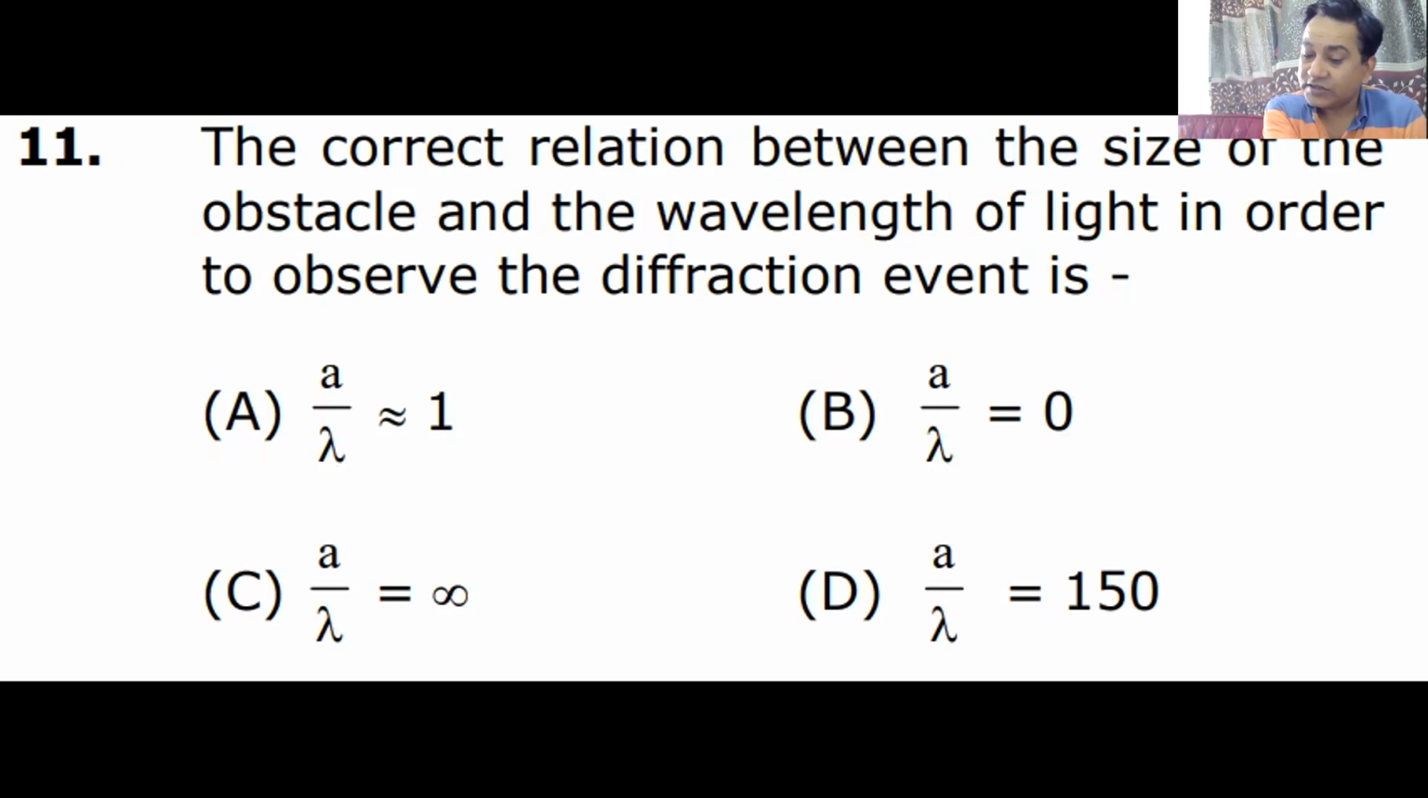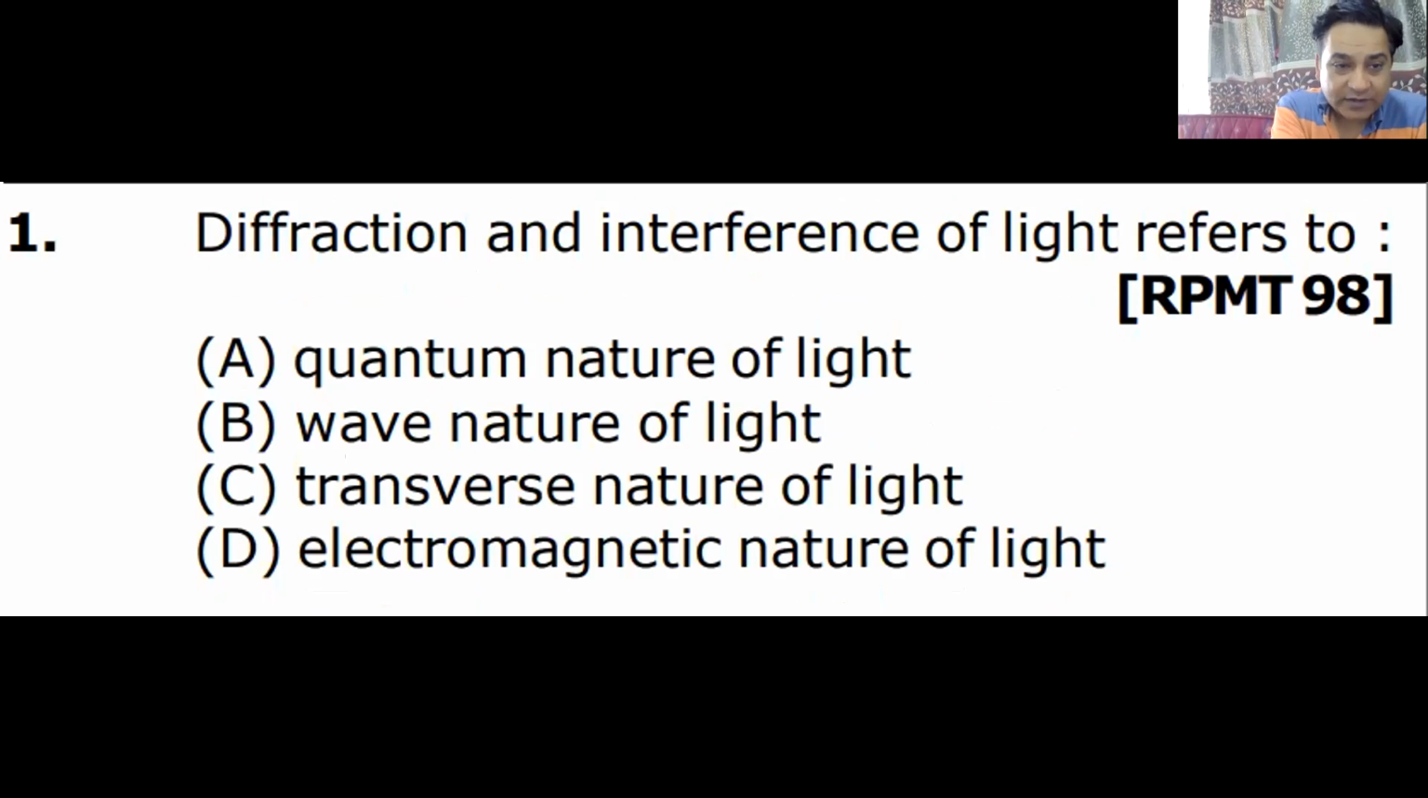Let us move on to questions that have previously come in the examination hall, so that we have an idea of what type of questions are expected. This is a previous year question from RPMT. Diffraction and interference of light refer to which phenomena? B, sir, the wave nature of light. That is correct. Well done.